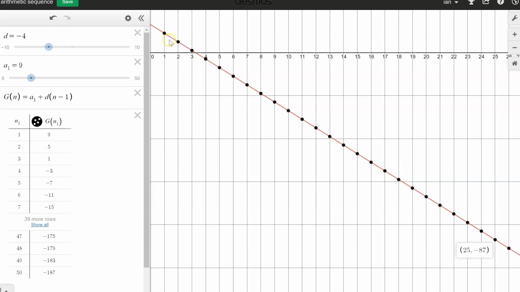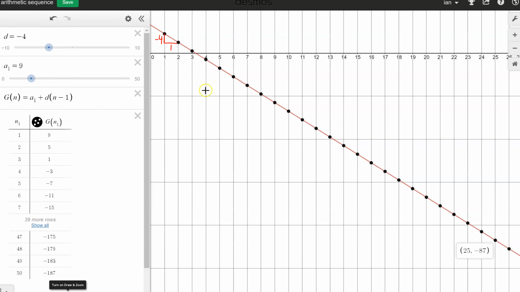That difference is our slope. We have a change of 1 for each x, and so on each one, you can see it's down 4 over 1. So that difference that you're given is a slope. And that a sub 1 is your first term. So from our 9, we are going down 4 over 1, down 4 over 1, down 4 over 1, down 4 over 1. And to get from 1 to 25, you would have to do this 24 times. So that's where our formula is coming from.